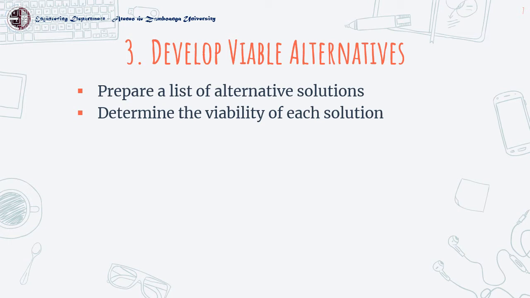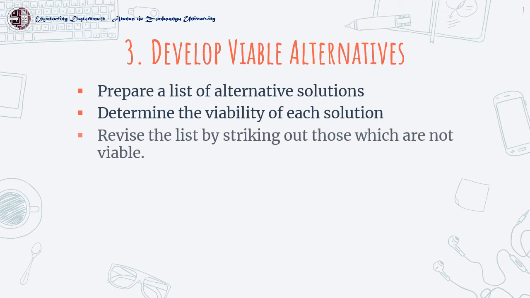So the steps that we can use to develop viable alternatives: one, you prepare a list of alternative solutions. What are the possible solutions that you can use to solve the problem? Then for each item you determine its viability: which one you can actually use, how effective is it going to be, what will be the resources needed for each one, how costly each solution will be. So you're going to determine the viability of each solution. Then you can always revise this list by removing those you feel are not viable.